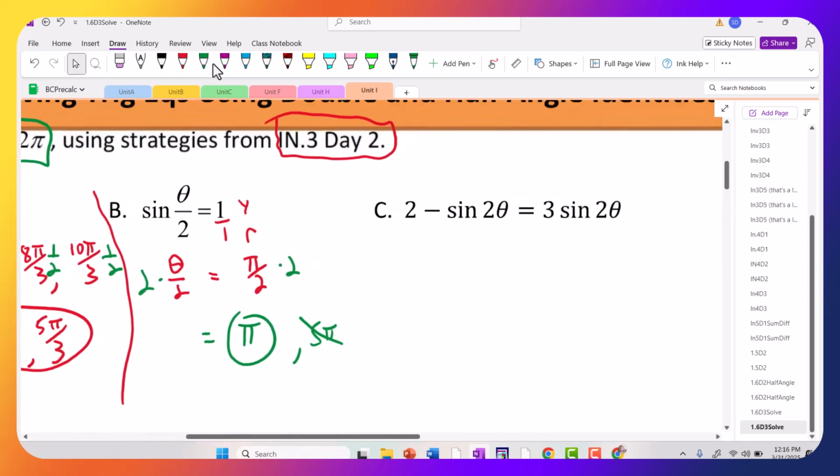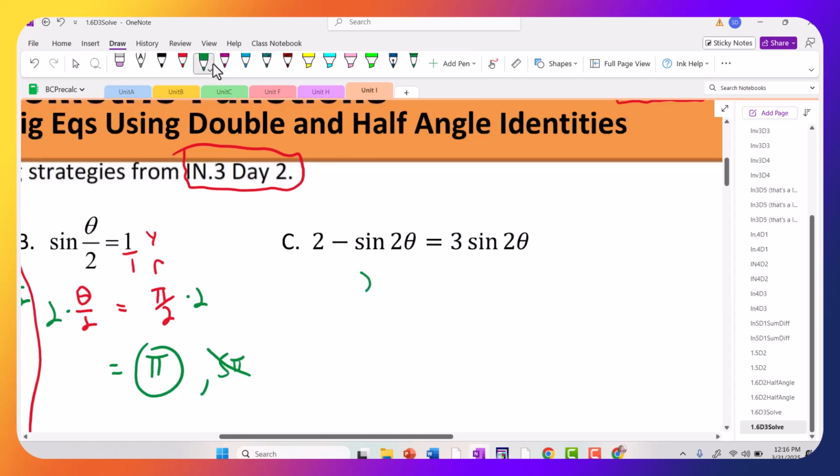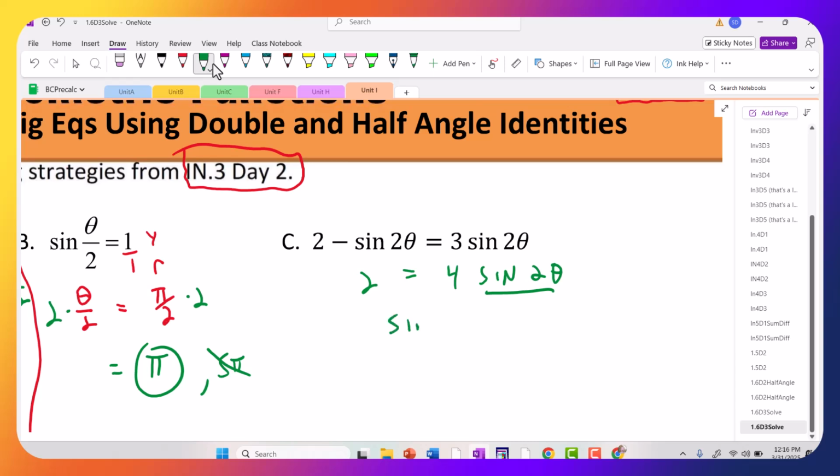All right, then the last one, this one's a little strange. I do have to add sine 2 theta. 1 sine 2 theta plus 3 sine 2 theta is 4 sine 2 thetas. The ability to just treat this as a variable. And then sine 2 theta is equal to 2 over 4, which is a half.